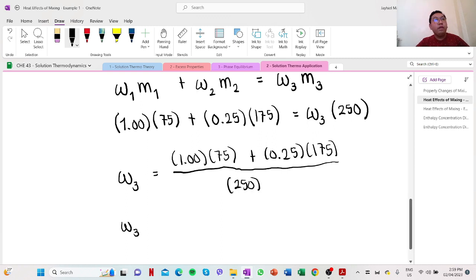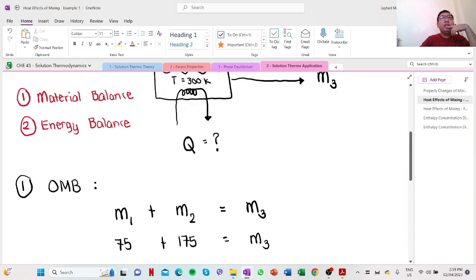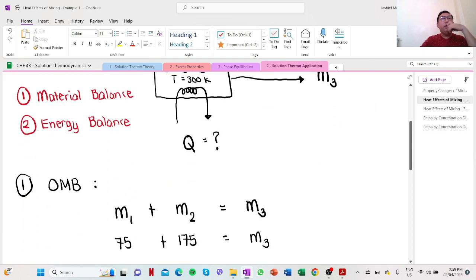For this one, the weight fraction of your mixture times 250 equals 75 plus 0.25 times 175. This is equal to 0.475. So you have 47.5 weight percent H2SO4 in your outlet stream.